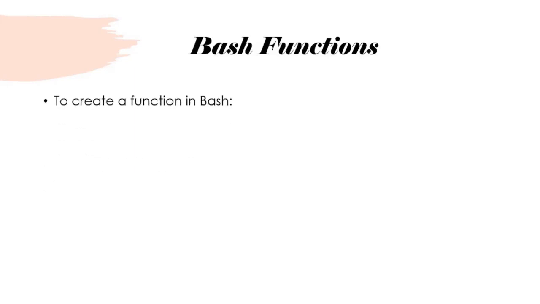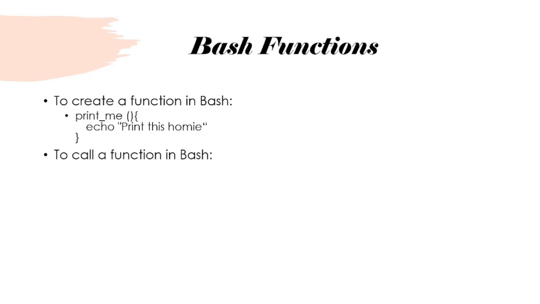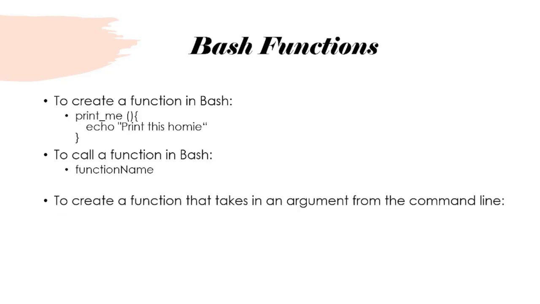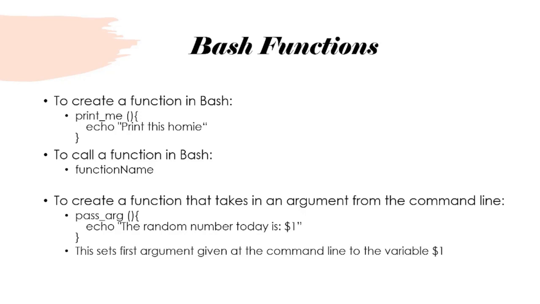To create a function in bash, it's going to look like this. You have the function name and then two parentheses and then these curly braces, and then you put your commands for the function inside of it. To call the function, you just type the function name and it'll do the function. If you want to create a function that takes in an argument from the command line, you have the function name again and then echo. So right here we have echo, it says the random number today is, and then it has $1. That $1 sets the argument given at the command line to that variable right there.